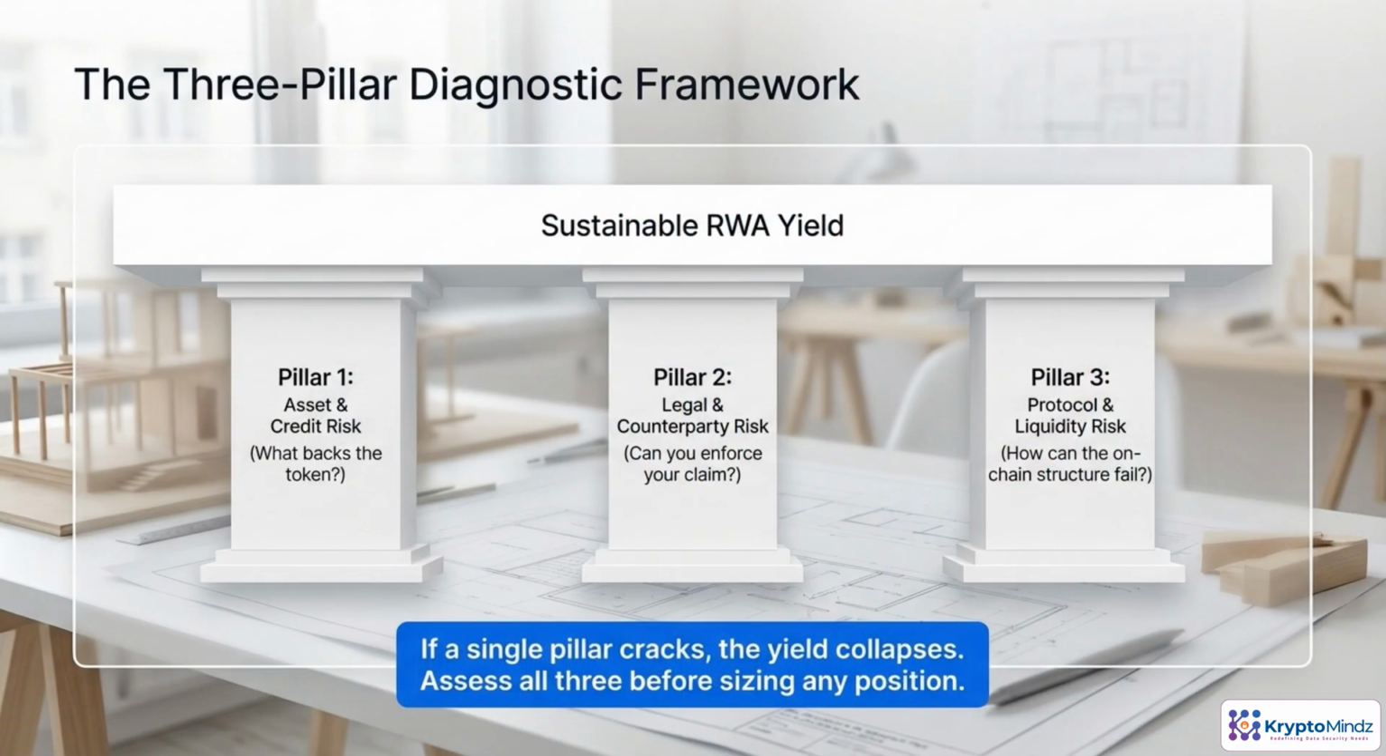Whenever you see an RWA yield, picture three pillars holding it up. Pillar 1 is asset and credit risk. What actually backs this token, and how likely is it to default? Pillar 2 is legal and counterparty risk. If things go wrong, do you have an enforceable claim on real assets with credible actors in the middle? Pillar 3 is protocol and liquidity risk. Where can the on-chain structure or markets break? If any pillar fails, the yield thesis effectively collapses.